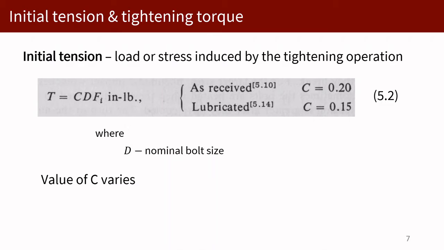There are also suggestions that the value of C depends on what thread type is used. So in other words, it differs if it is UNF, UNC, or UNEF. According to the book, there are literatures that suggest that fine threads, or the UNF threads, have C values that are 6 to 10% less than for the coarse.